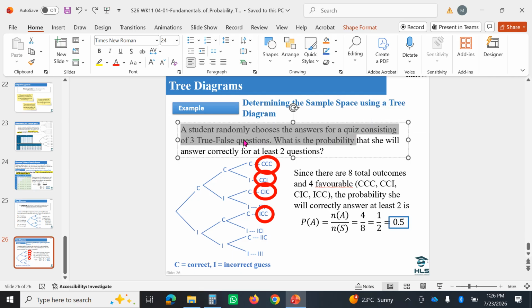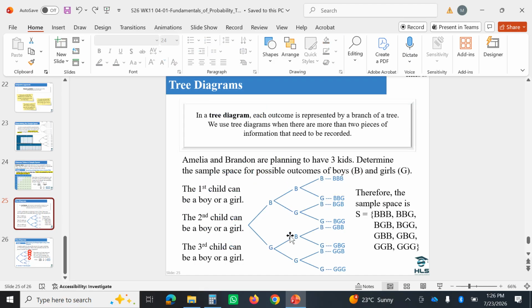So true or false questions, this is kind of nice, right? You have correct or incorrect. It's 50-50. It's kind of like flipping a coin, or the previous example, having a boy or a girl. There's a 50% chance of having a boy, 50% chance of having a girl, and true or false is the same. So there's correct and incorrect. And we've got 3 true or false questions. So it's eerily similar to this one here.